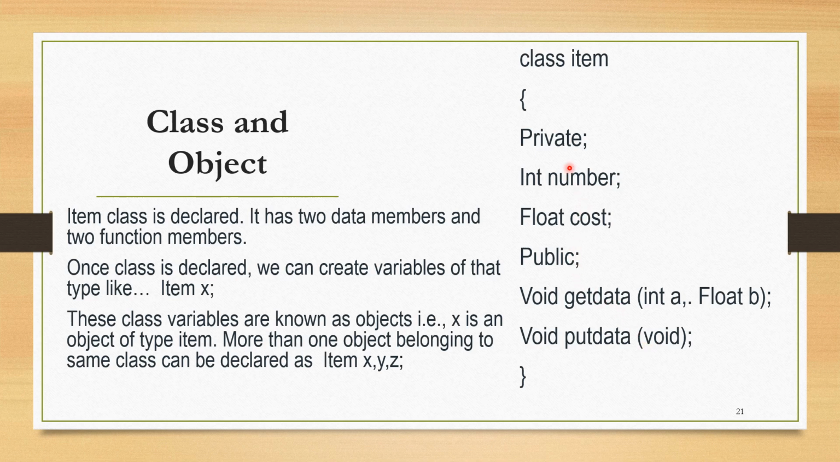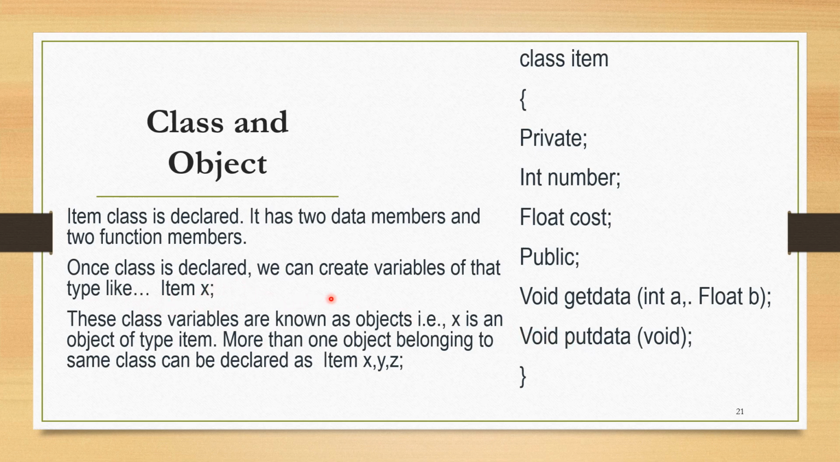So this is how we define the class here. Then two variables are defined here. And these are the two functions defined. The item class is declared. It has two members and two functions.